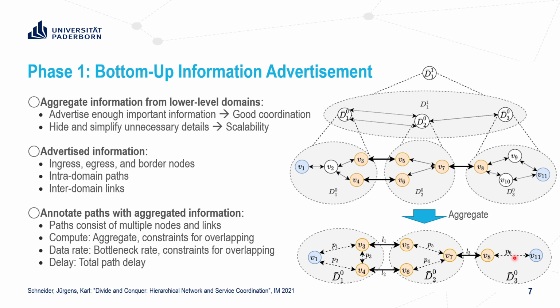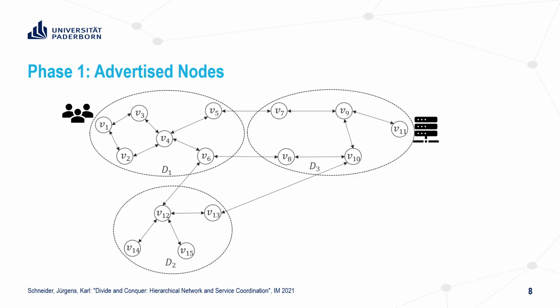We also need to annotate these paths with some additional information. And so these paths are annotated with aggregated compute resources and some extra constraints here. They're annotated with the data rate along the bottleneck link on that path, and they're annotated with the delay on that path. So let's look at an example to better understand how that works.